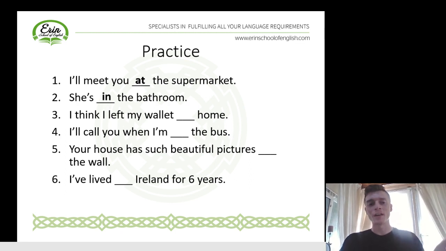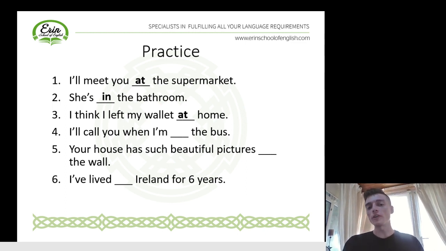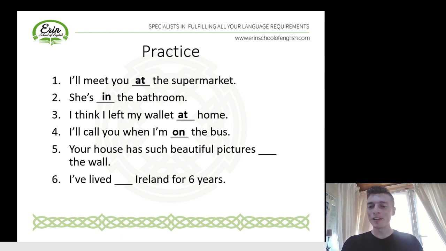Number 3, I think I left my wallet home. Home, we use at. I'll call you when I'm the bus. Can you guys remember the rule? The bus, it's a form of transport. We should use on. 5. Your house has such beautiful pictures. The wall. So what's our rule this time? The wall, it's a surface. We should use on. Very, very good.